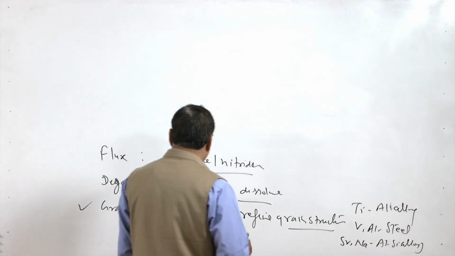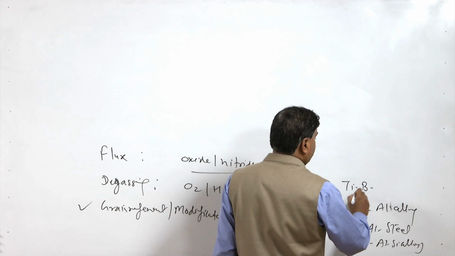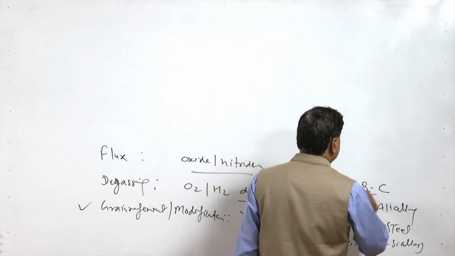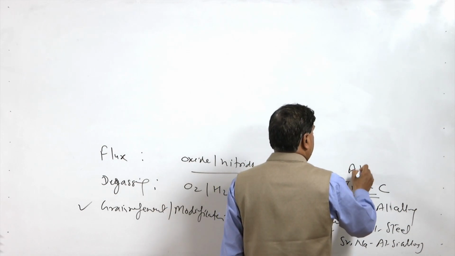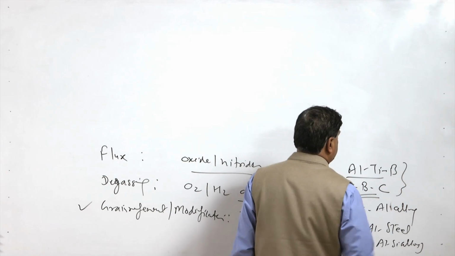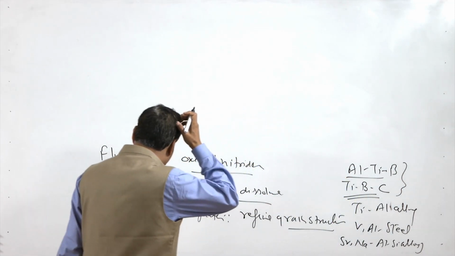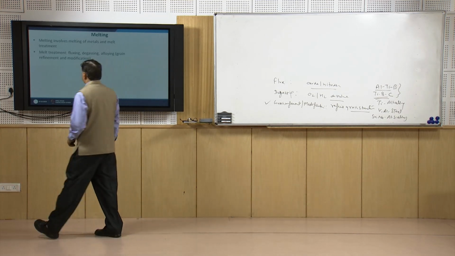The common grain refiners used are titanium, boron, carbon, and AlTiB. These are the two common types of grain refiners used in the foundry industry for melt treatment.